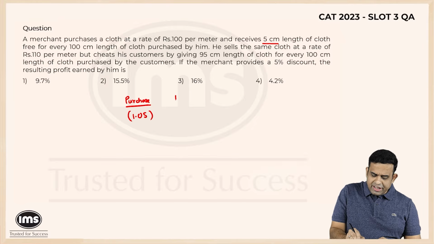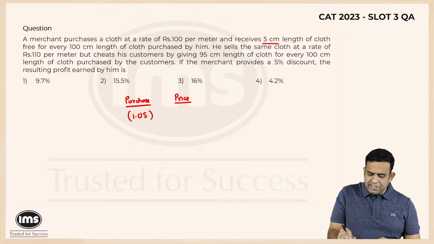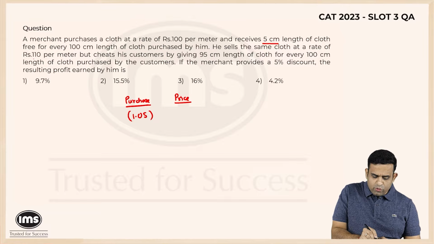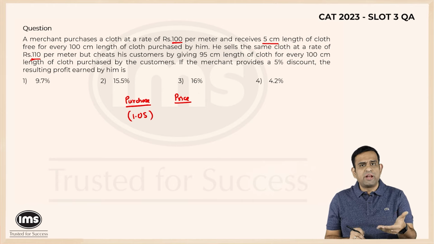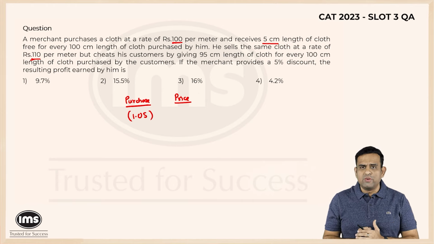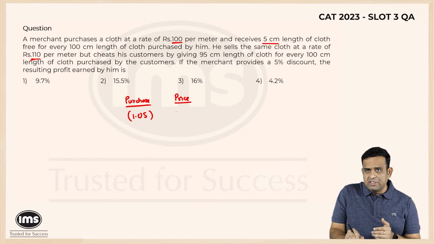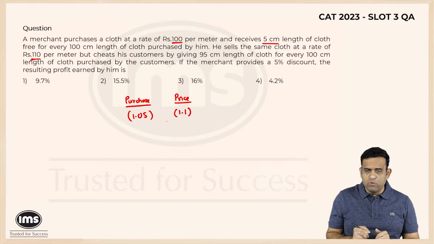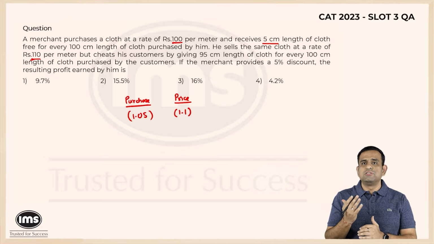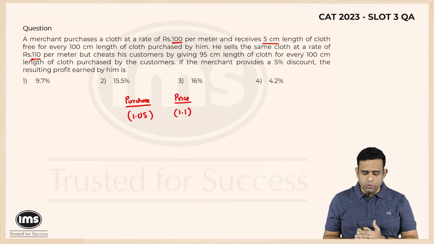Then what about the price factor? So the merchant sells the same cloth at the rate of 110. So the normal price basically was 100. The selling price of his basically happens to be 110. So because of this, there will be a multiplier, one can say a further increase of 10%. So I will put a multiplier of 1.1 because the price sold was basically 10% more.